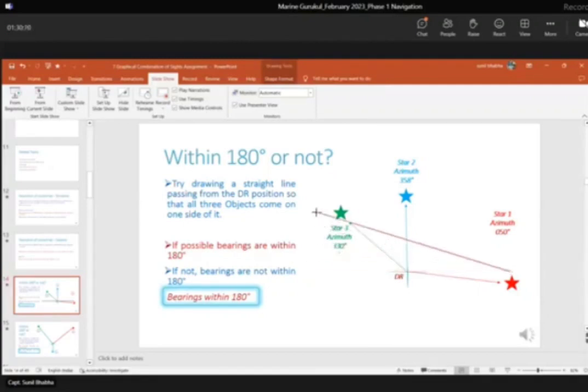So you can see, let me draw. You can draw a line like this, beta. You see, we are able to draw this line and all the three stars are on one side of it. So it is still within 180 degrees, right?